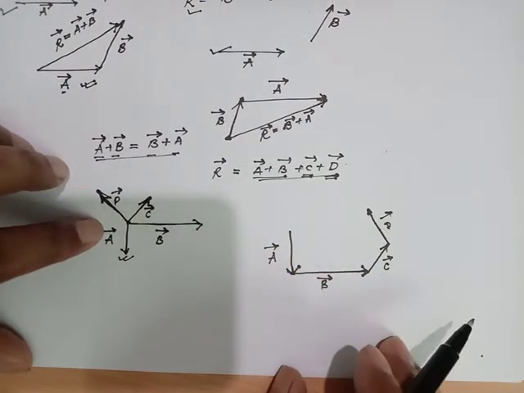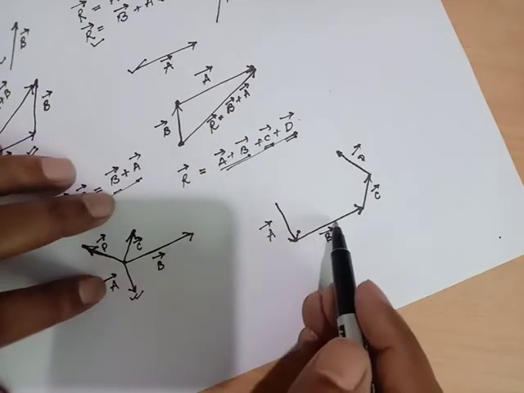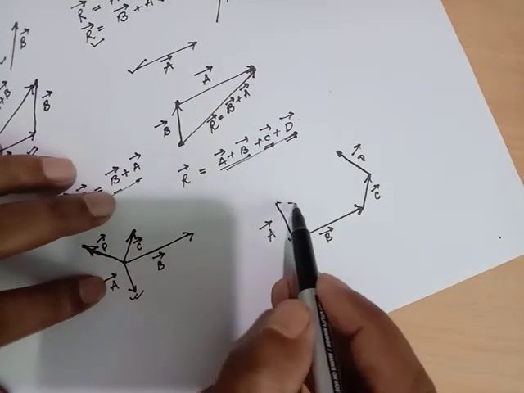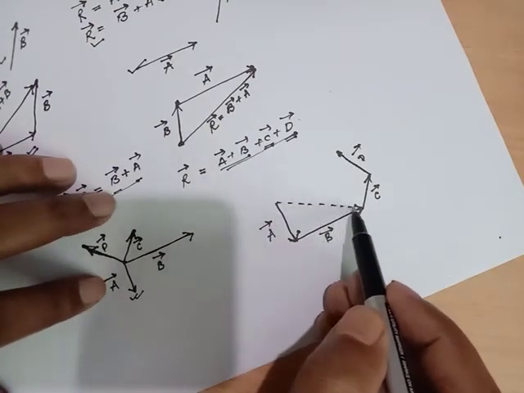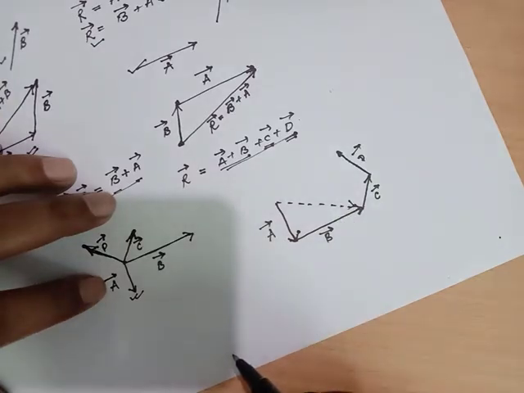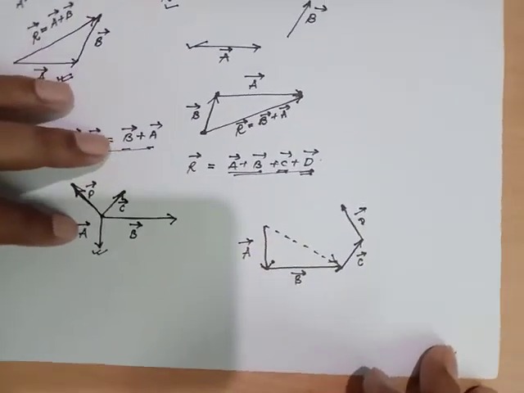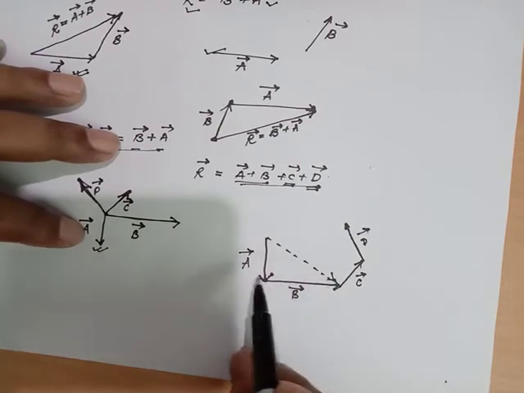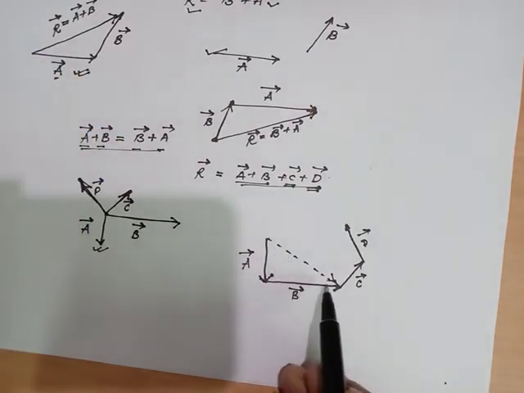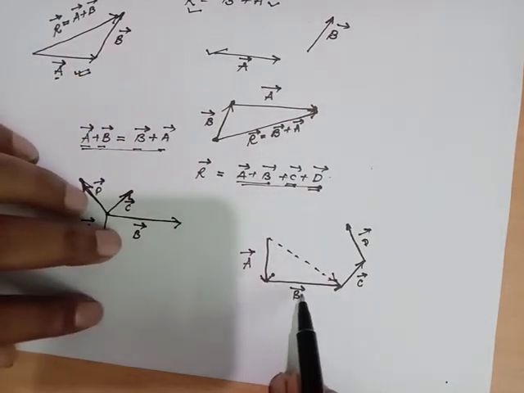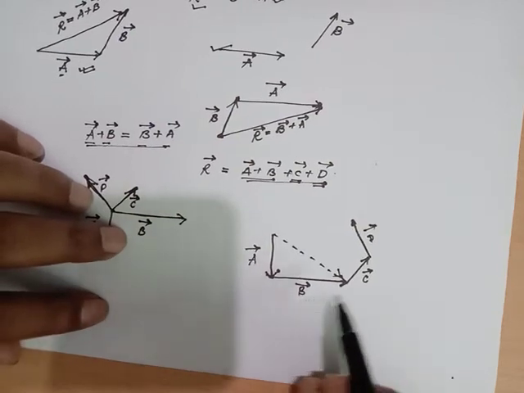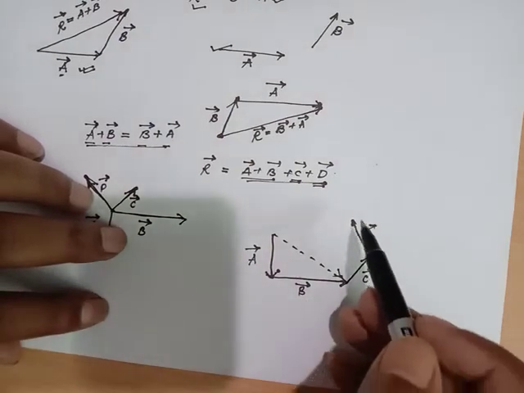So how do we do that? So A and B are in the same order. So I'm drawing a dotted line that will be taken in the opposite order. See the arrow I have given over here. So this will be my resultant of A and B. Remember, this is only the resultant of A and B. Correct? I'm yet to find the resultant of C and D together.